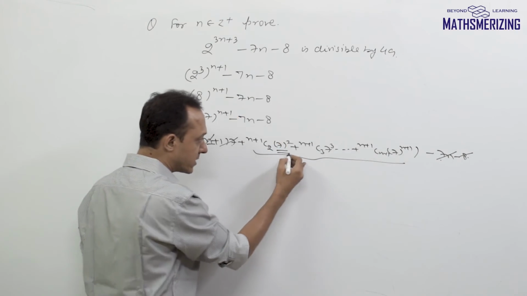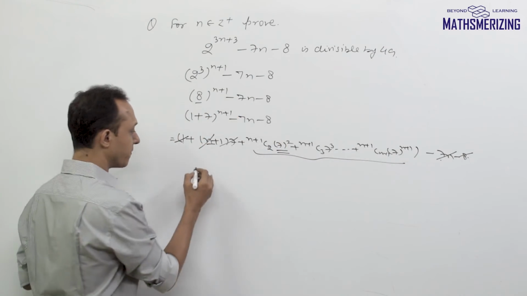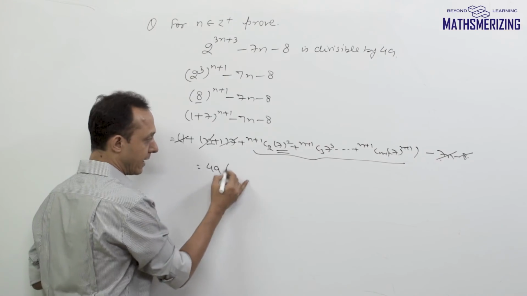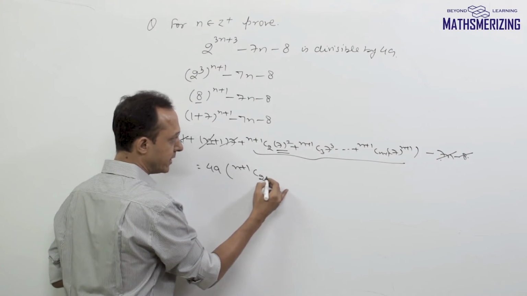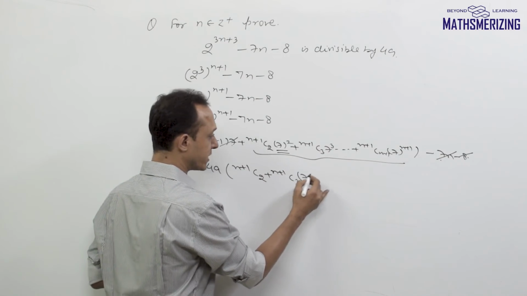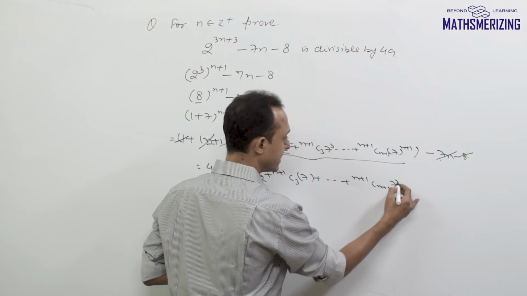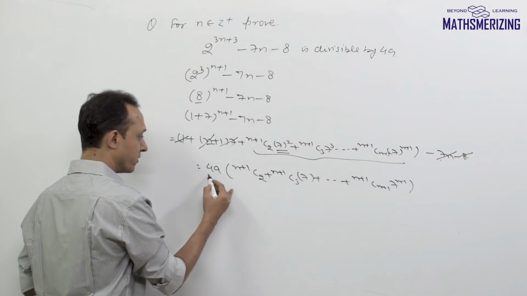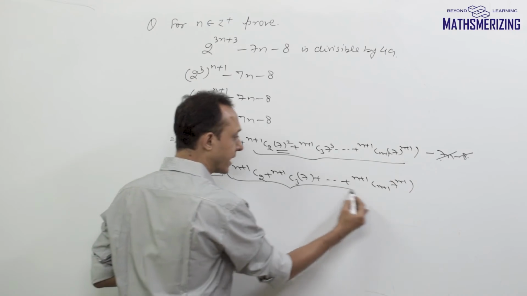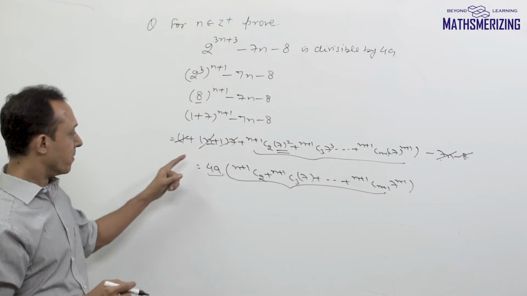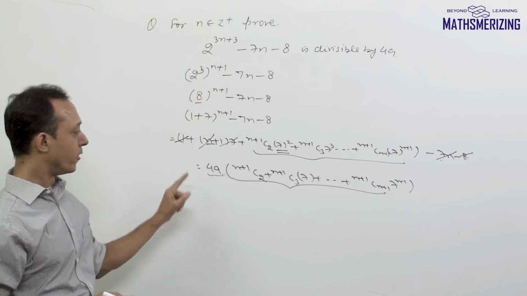Now here what I can do is I can take 7 square common. So if I take 7 square common, which is 49, I get n plus 1 c2 plus c3 into 7, and then n plus 1 c n plus 1 7 to the power n minus 1, which is 49 into some integral value. So I can say this number is clearly divisible by 49.